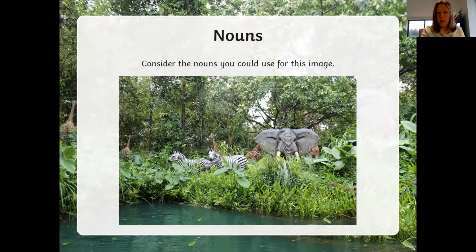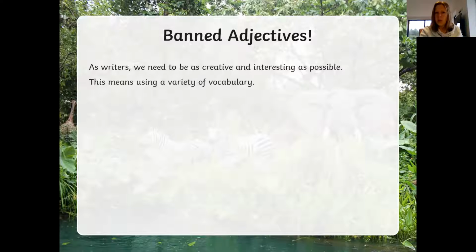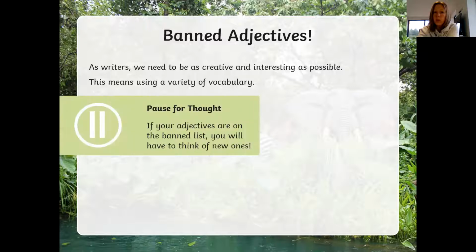We could maybe talk about the plants, the water. We can see the sky in the distance as well. Those are all the different nouns. But there are some banned adjectives that I'm going to say that I would rather you not use today, because we are always on the lookout for having interesting adjectives, okay? Because as writers, we need to be as creative and interesting as possible. So this means we use a wide range of vocabulary.